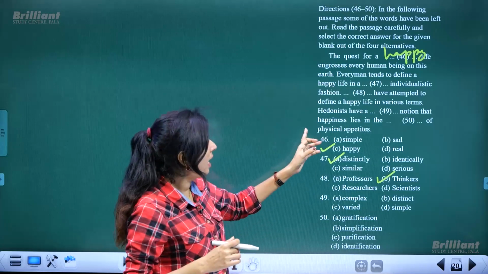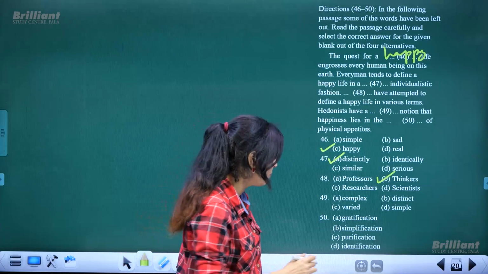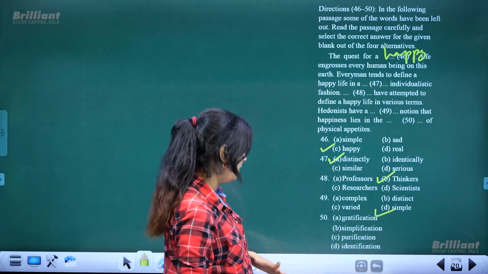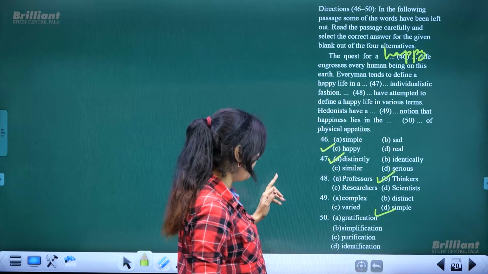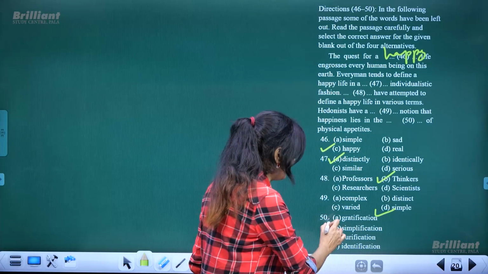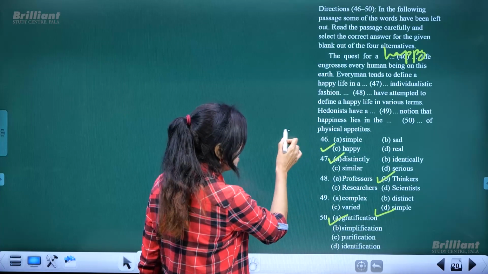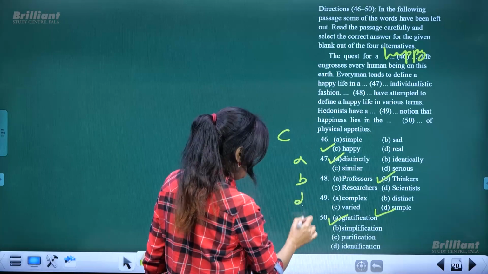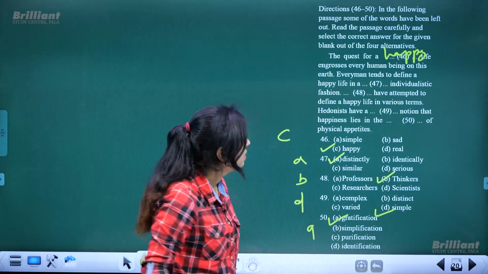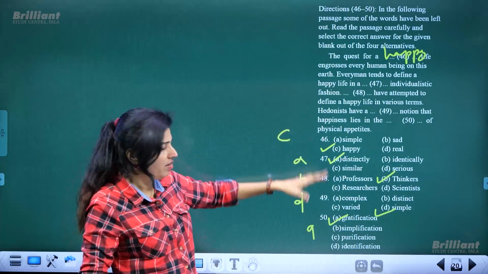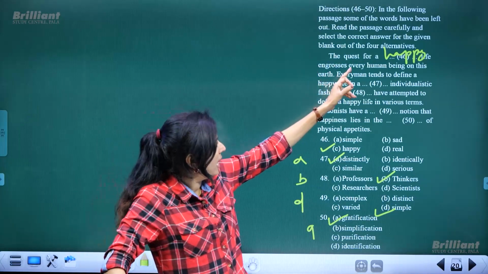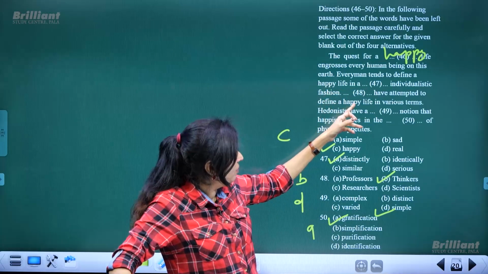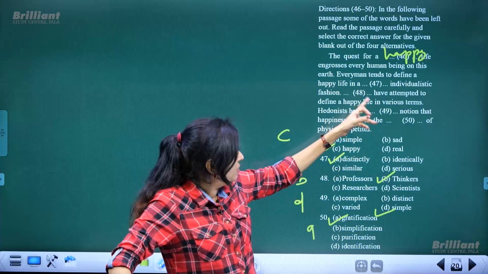Hedonists, it's a group, have a dash notion, a very simple, plain notion that happiness lies in the dash of physical appetites, meaning gratification or satisfaction. Option number C, A, then B, D, A. So, how will you connect it? It was very simple. The quest for a happy life engrosses every human being on this earth. We all want that. Every man tends to define a happy life in a distinctly individualistic fashion.